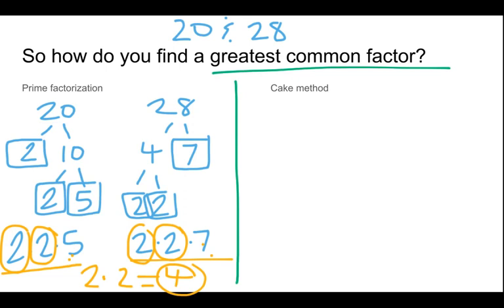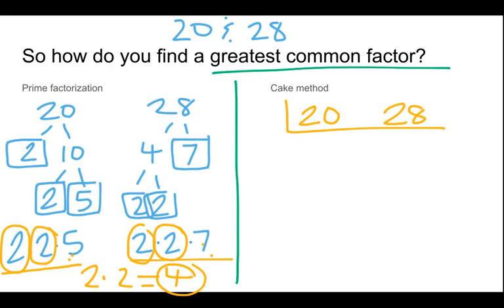The other method is called the cake method. It also can be called the grid method, depending on where you're looking and who you're talking to. So what I do is I'm going to take 20 and 28, and you'll see this go both ways. It could go underneath, or it could go over top, but the method's still the same. So what you think about is, what could I divide 20 and 28 by? Okay, so kind of like, what factor do they share?